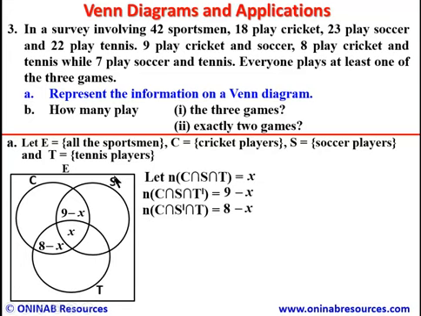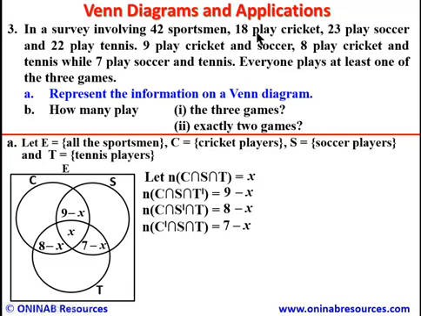And we go for soccer and tennis only. That's N of C prime intersection S intersection T. So with that, we are going to have 7 play soccer and tennis, and since there's no only, it's going to be 7 minus X. Then we place it in this region. Now we go for those playing cricket, soccer and tennis only.